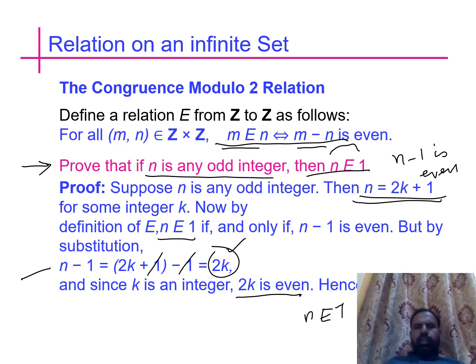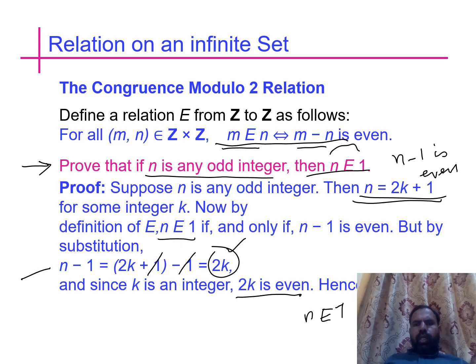Here we prove that if n is an odd integer, then n is related to 1. Suppose n is an odd integer, then n is equal to 2k plus 1 for some integer k. Now by the definition of the relation, n is related to 1 if and only if n minus 1 is even. But by substitution, n minus 1 is equal to 2k plus 1 minus 1, which is equal to 2k. And since k is an integer, 2k is even.